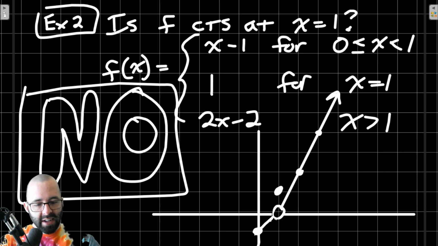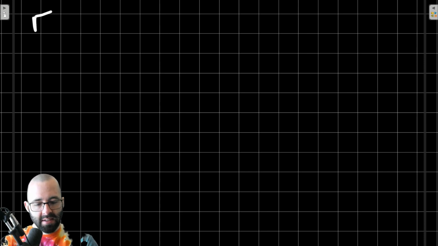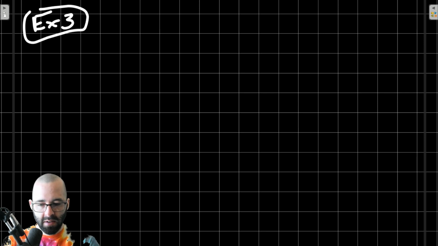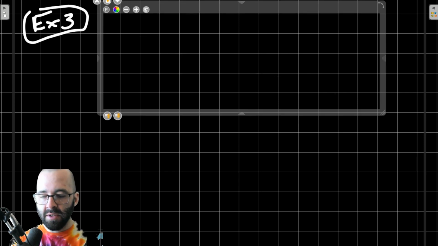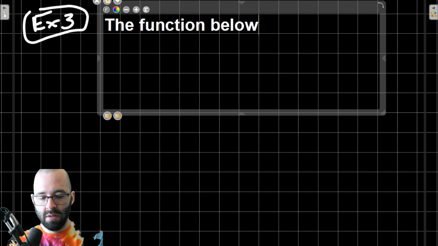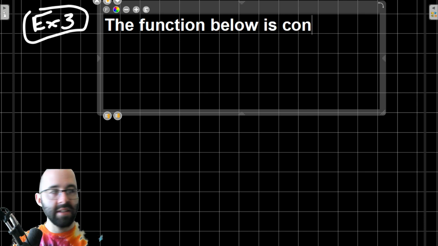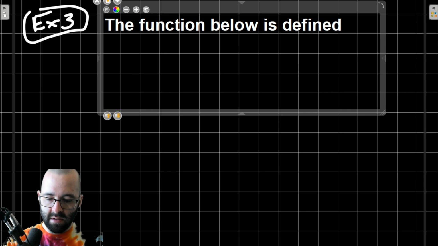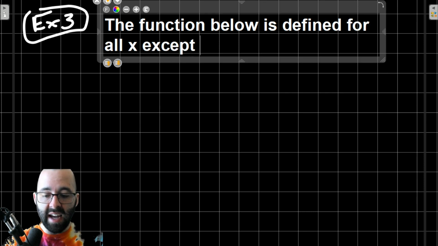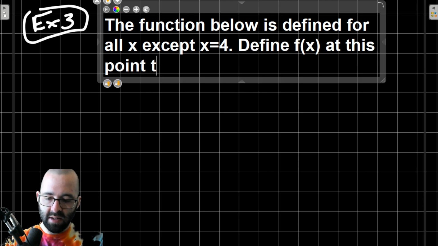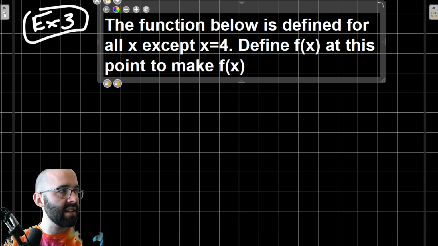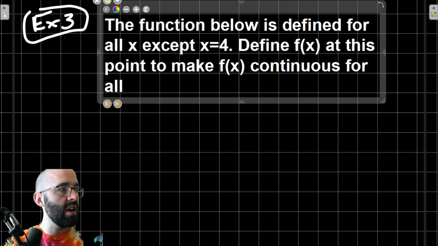All right, let's go on to the last example, shall we? Example 3. So I'm actually going to bring out the text here because it is a little long. The function below is defined for all x except x equals 4. Define the function at this point to make f of x continuous for all x.